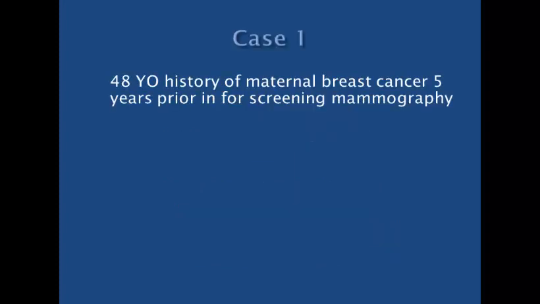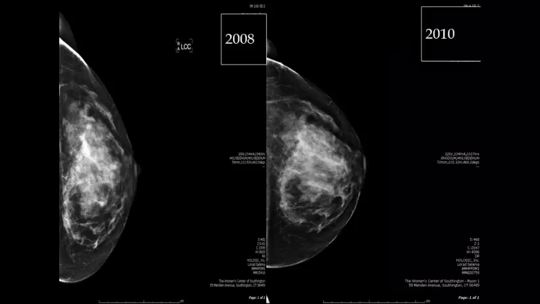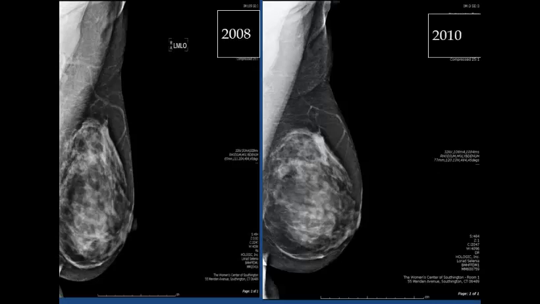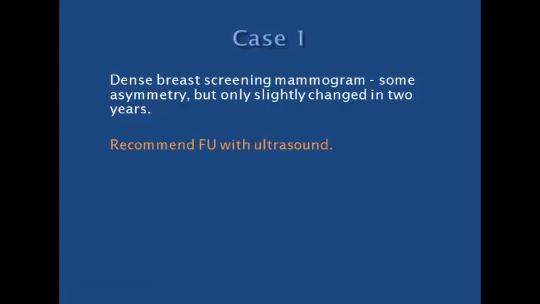So this is the first case, a 48-year-old with maternal breast cancer 5 years prior. She's now in for a follow-up screening mammogram. Here are her left breast images in 2008 and then 2 years later in 2010, and then her MLO images again in 2008 and in 2010. The radiologist reading the mammogram had determined that the breast changes were asymmetric, but only slight changes in 2 years. She recommended follow-up with ultrasound.